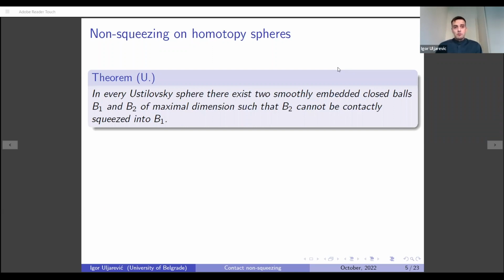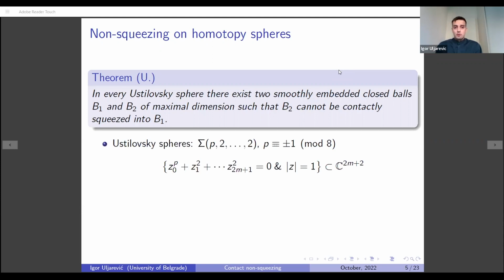So now let me tell you what an Ustilovsky sphere is. An Ustilovsky sphere is a special example of a Brieskorn manifold, where the first exponent is a number that is equal to plus or minus 1 modulo 8, and all the other exponents are equal to 2. Ustilovsky used these Brieskorn manifolds to construct exotic contact structures on standard smooth spheres. So they are all diffeomorphic to the standard smooth sphere.